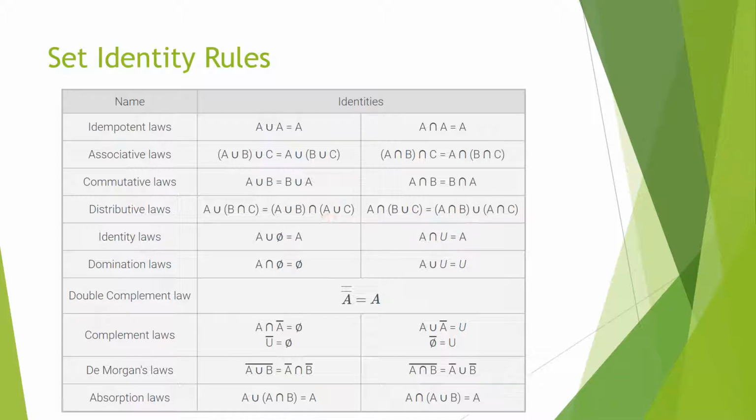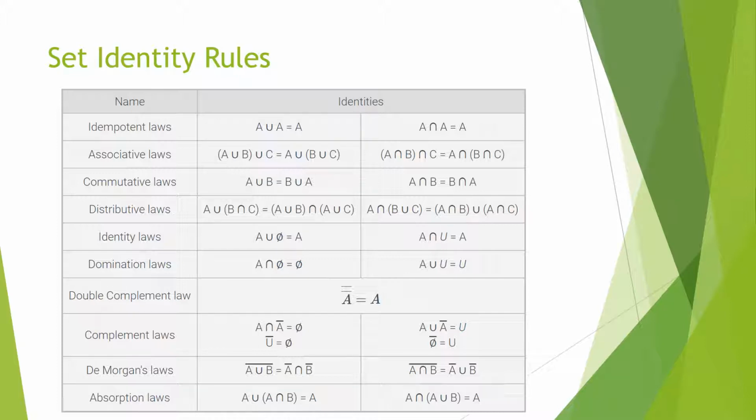You can use these laws, and as I said, you can prove them by the definitions that we have provided. And then we have the identity law, which means the union of A and the empty set is A. The intersection of A and the universal set is A, which means that any set intersected with the universal set is equal to the same set.